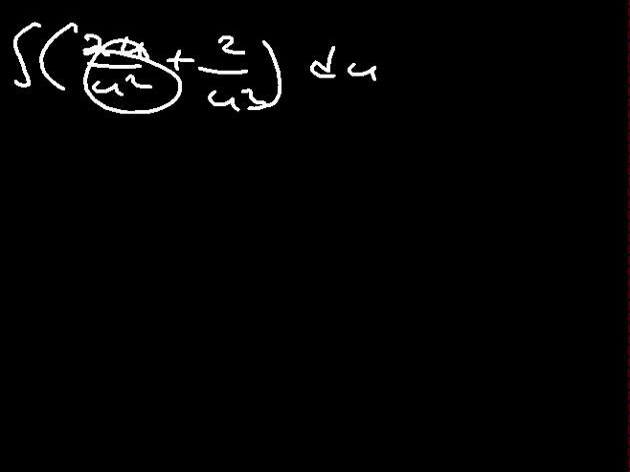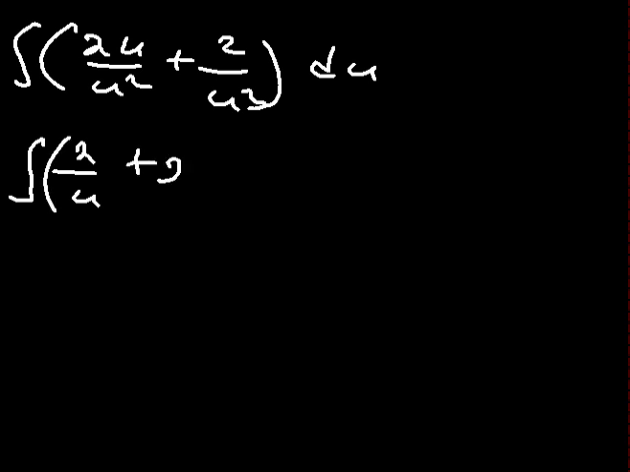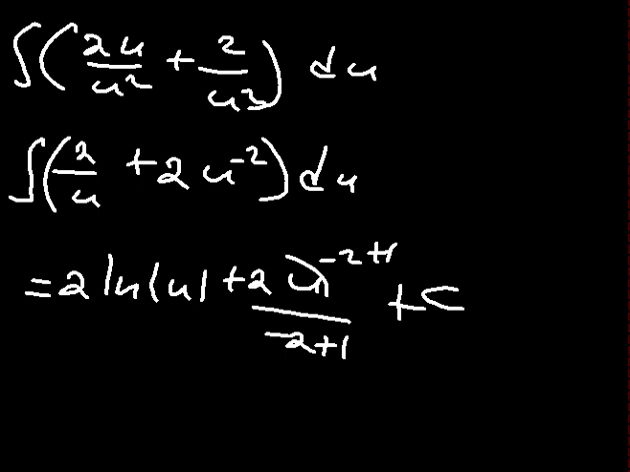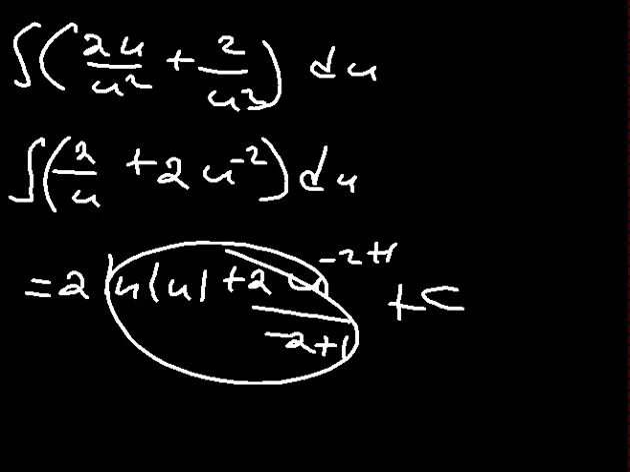So having this one, this is the same as having the integral of 2 over u plus 2u to the power negative 2, and we'll have du. So what is the integral of this one? Now use the log rule, that will be given as 2 ln u plus 2u to the power negative 2 plus 1 over negative 2 plus 1, plus c. Now you can finish it off in that case.